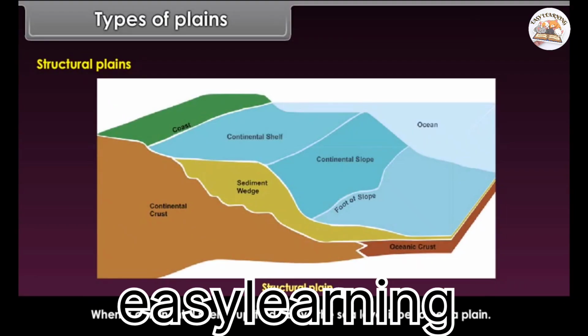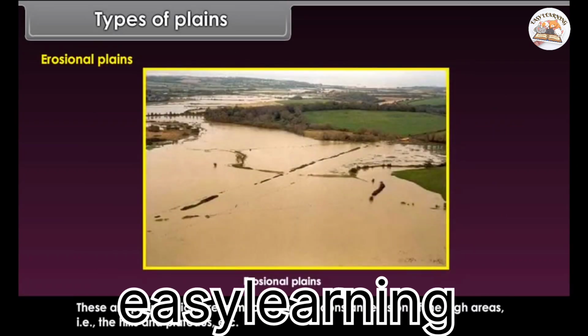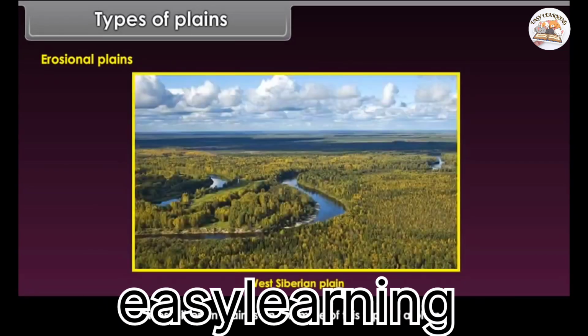When a continental shelf is uplifted above the sea level, it becomes a plain. Erosional plains. These are plains which are formed due to the constant erosion of the high areas, that is, the hills and plateaus, etc. Due to gradual wearing out of the higher areas, they come down to the level of plains. They are not very smooth plains, but often undulated. They are also known as peneplains. West Siberian Plain is an example of this type of a plain.